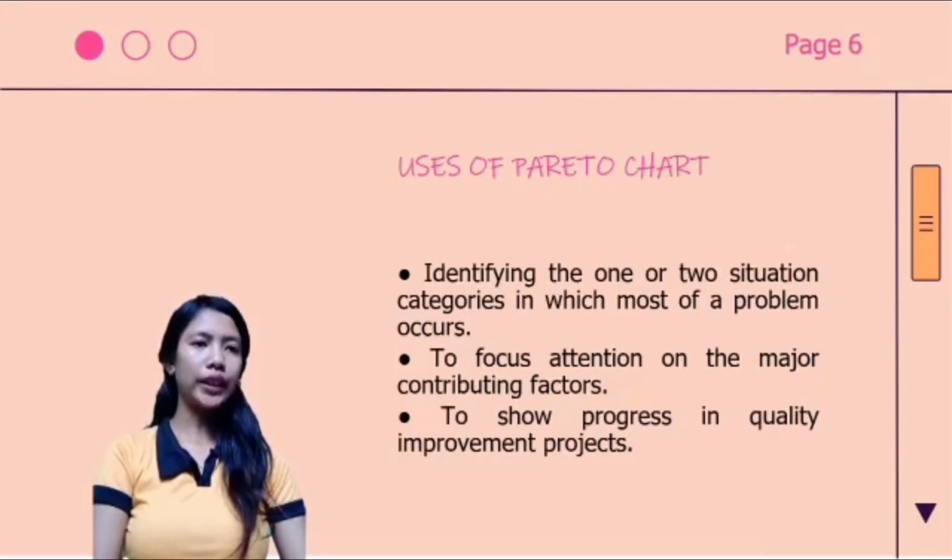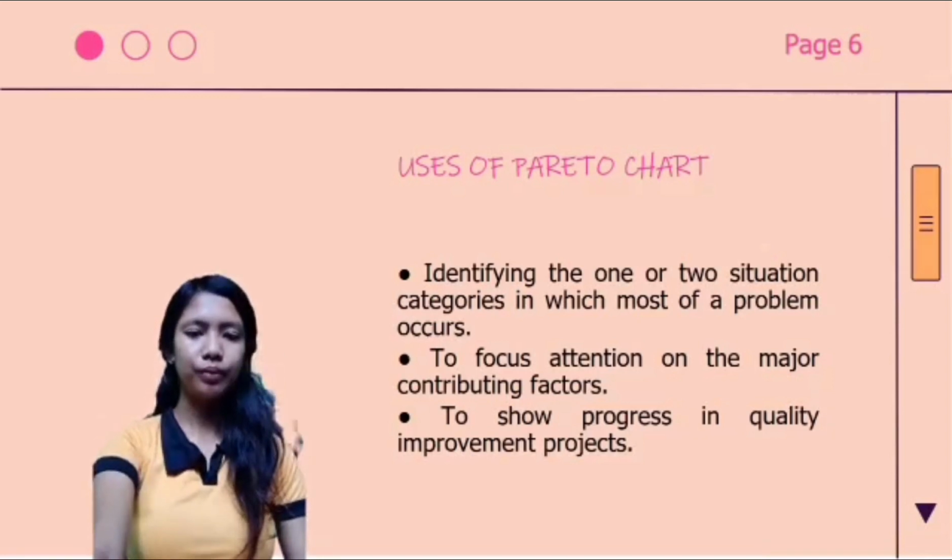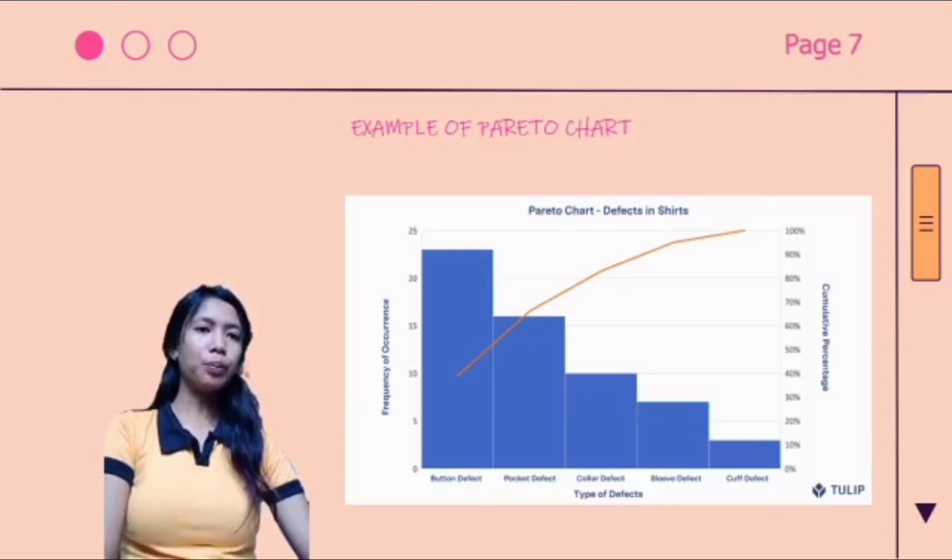Uses of a Pareto chart. First is to identify the one or two situation categories in which most of a problem occurs, to focus attention on the major contributing factors, and to show progress in quality improvement projects. And this is an example of a Pareto chart of defects in shirts, where at far left is the frequency of occurrence in the highest graph bar, and at far right is the cumulative percentage and the lowest graph.